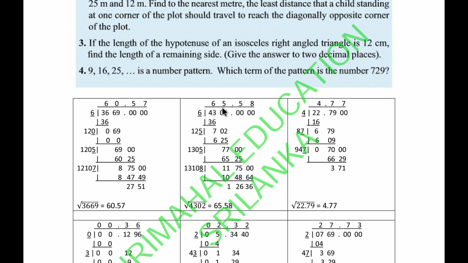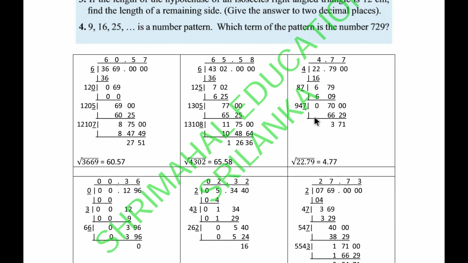Now we check for 655 times 2, that's 1310. Put a number here, that's 8. 8 times this whole number makes 10,464. Subtract, and the remainder is 12,636. So the root of 4302 is 65.58.